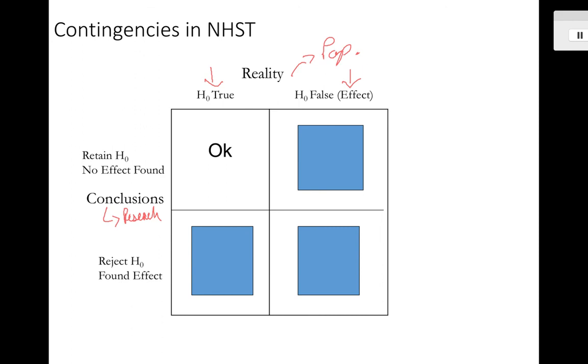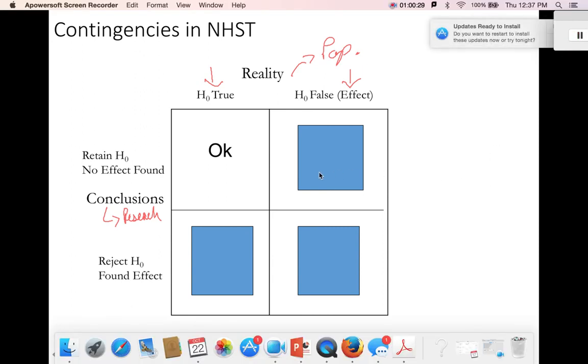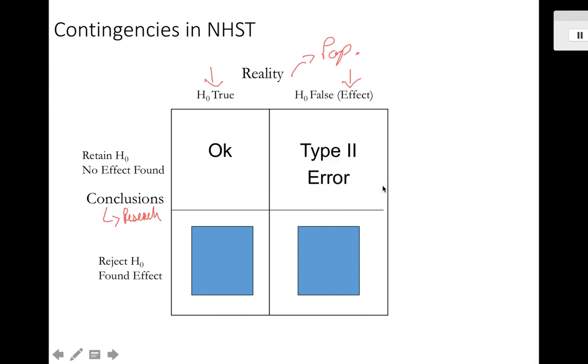If out in the real world, the null is false, yet you've concluded that the null is true. So in other words, out there in the real world, there is a difference between your sample mean and the population mean. Yet you concluded that there is no difference. What do we have there? We have type 2 error. So in other words, out there in the real world, there's supposed to be a difference, yet you concluded that there was no difference. So you've incorrectly retained the null hypothesis. That's a problem for us.